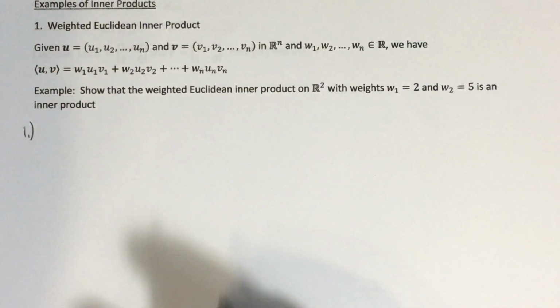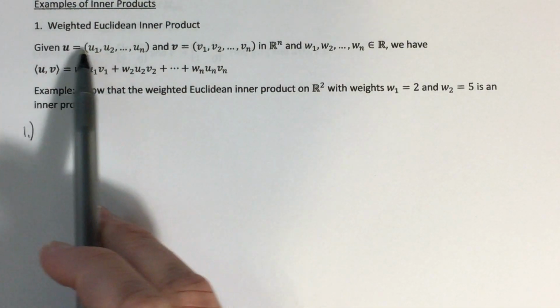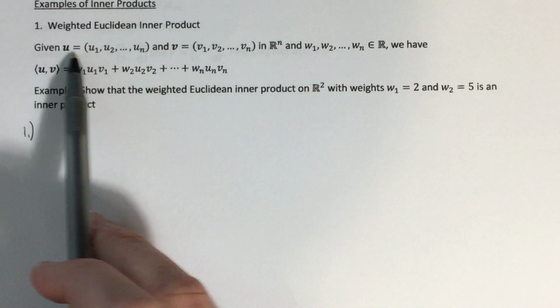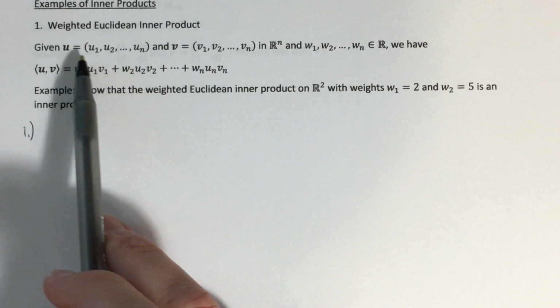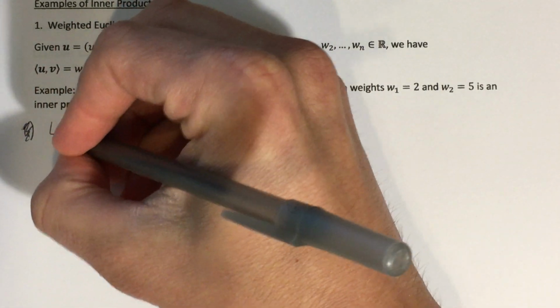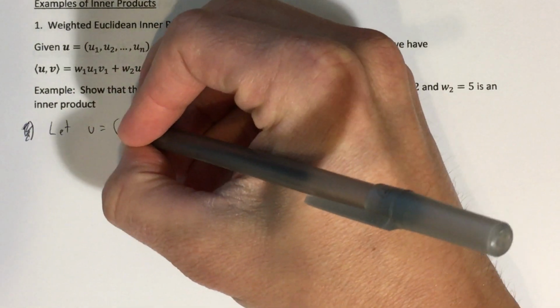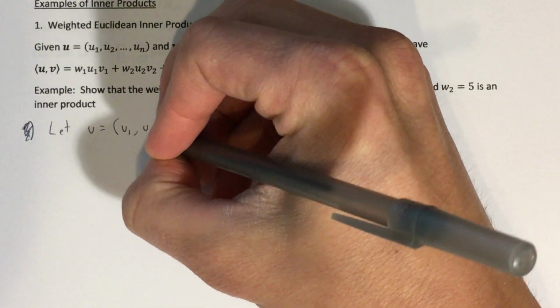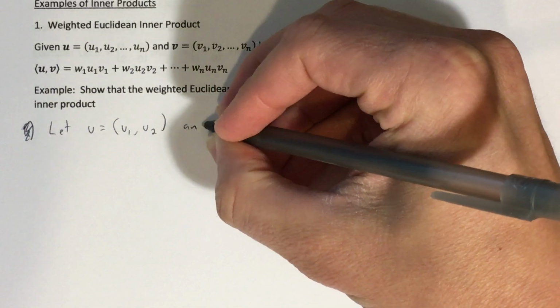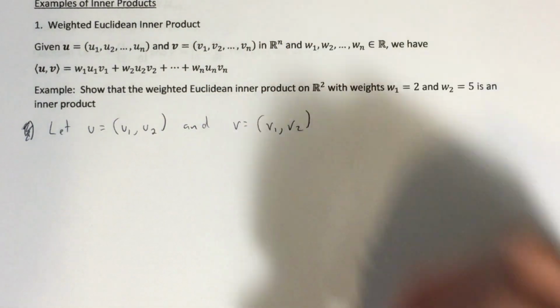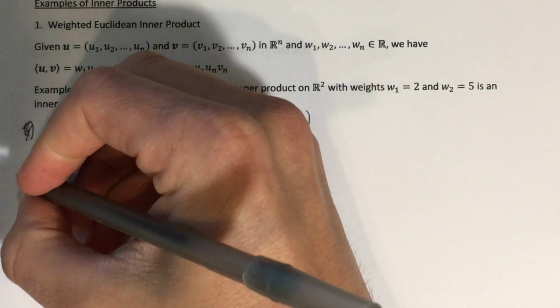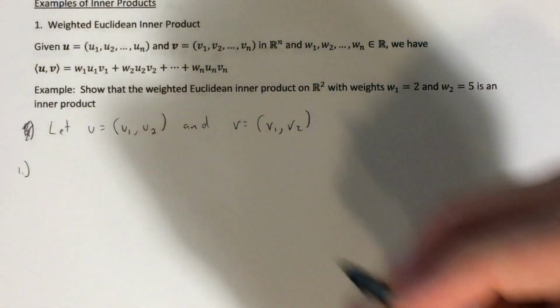What I'm going to do is use the U and the V the way that I've defined them up here. Actually, let's do this. I'm going to say let U equal (U1, U2) and V equal (V1, V2). That way I can work with their components. So to start with, we want symmetry.